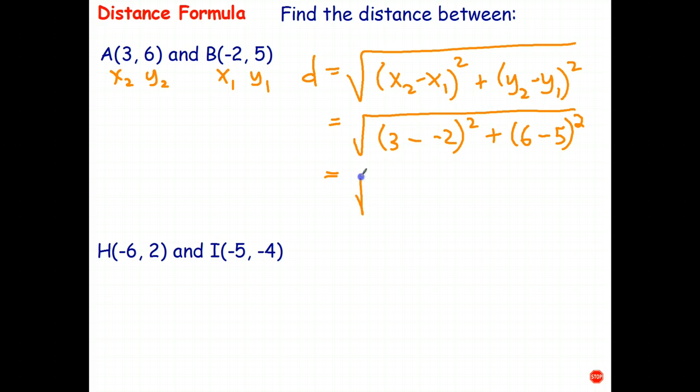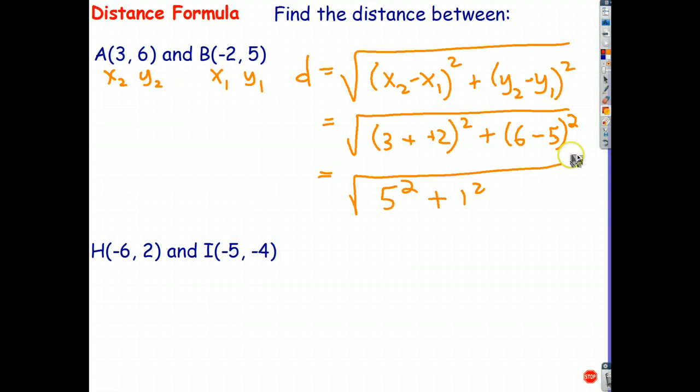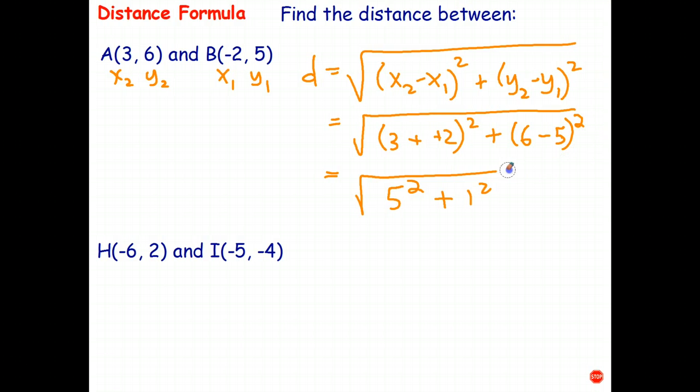Okay, the next step is to simplify the expressions in the brackets. 3 subtract negative 2. Well, subtracting a negative is the same as adding a positive. So that gives me 5 squared, plus 6 minus 5 is 1, so that gives me 1 squared.